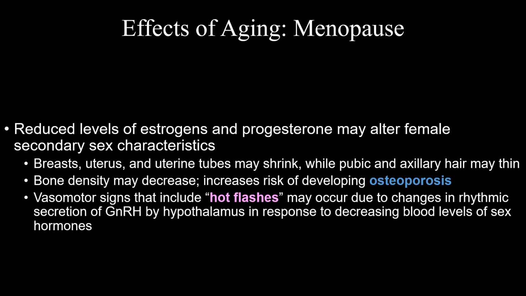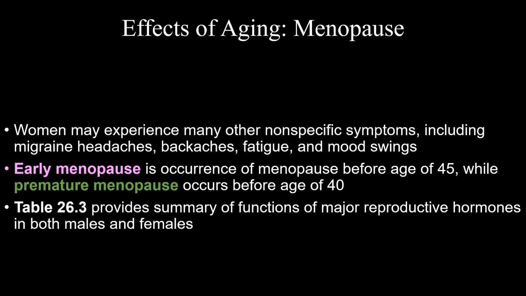These symptoms may result from those changes in the rhythmic secretion of gonadotropin releasing hormone by the hypothalamus in response to decline in concentrations of sex hormones. Women also tend to experience migraine headaches, backaches, fatigue, and mood swings during menopause. And some women may experience these symptoms before the age of 45. This is called early menopause. And if it occurs before 40, it is premature menopause.